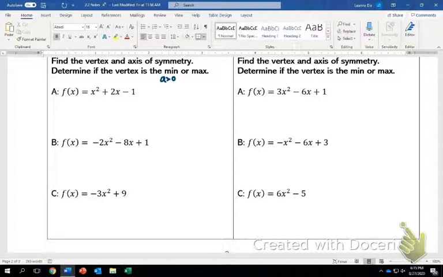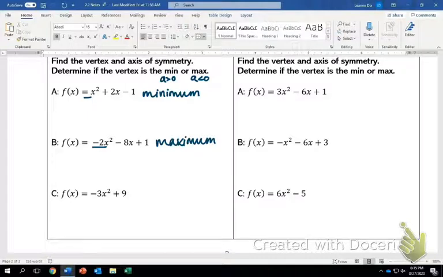And if it's opening downwards, therefore it is negative, or A is less than 0, well, that means I have a top or a maximum. So I can look at each one of these and quickly determine, is it a minimum or a maximum? So in part A, it is a positive 1, and so because it's positive, that means I have a minimum. All right, the next one, negative 2. It is negative, so therefore I have a maximum.